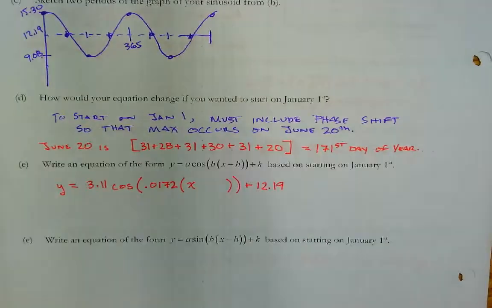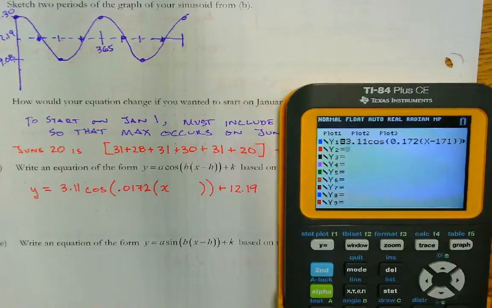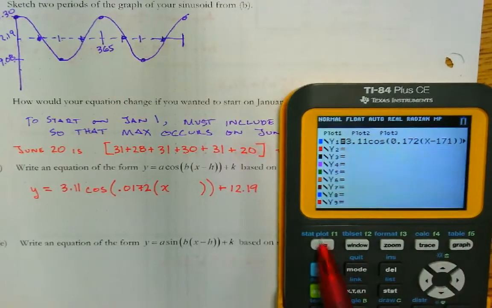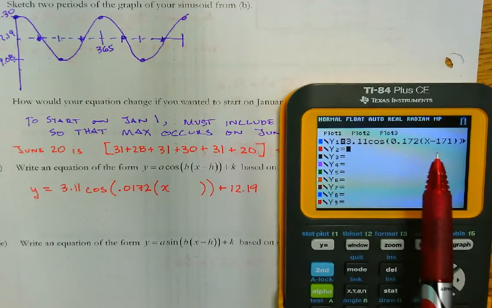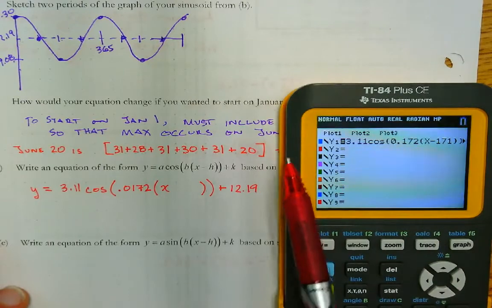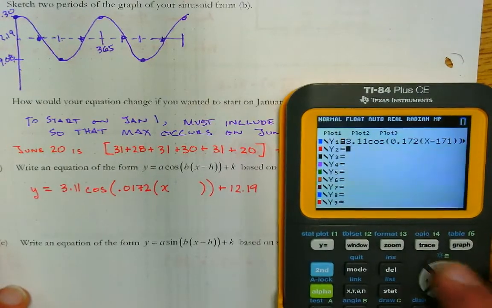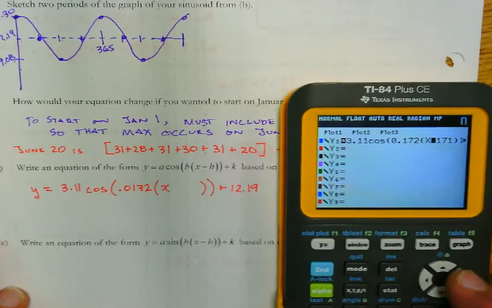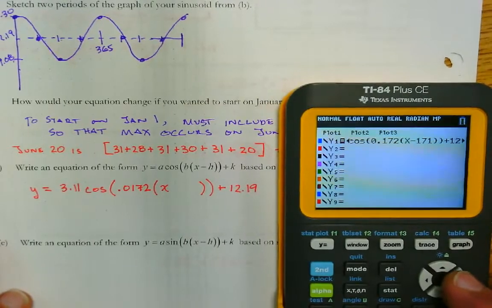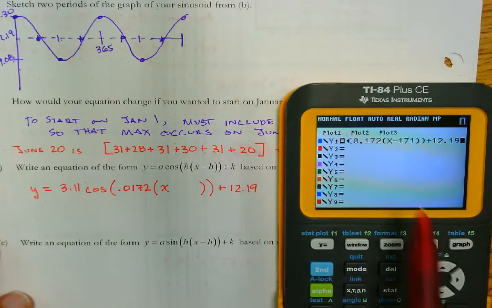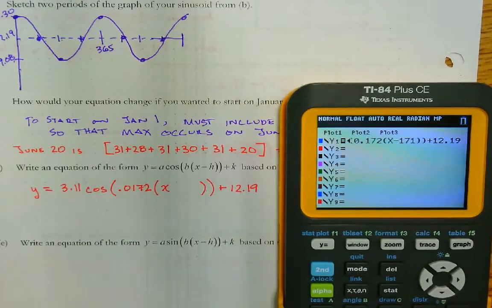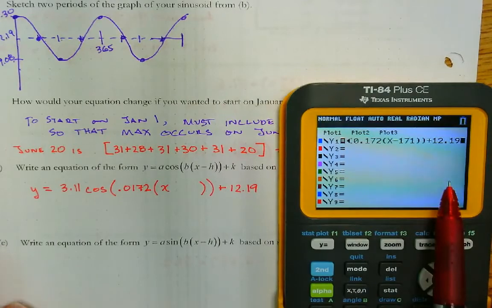Okay? And of course, we can check this on our calculator to make sure we have the phase shift correct. So on our calculator, we can go to the y equals, put in our equation, 3.11 cosine 0.172. And we said that June 21st is the 171st day. So our initial thought is, hey, let me just move that 171 days to the right if my first day was January 1st. And then plus this 12.19.